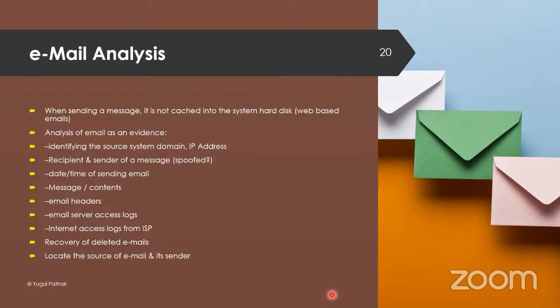Now, what different things can we get from the analysis of evidence? Identifying the source: the system, the domain, the IP address from where the email came. Then we can identify the sender and recipient of a message, for example whether it is spoofed or not. Some mails are sent via marketing services, like MailChimp or Bluehost, or through social media services, or we are using it for email marketing. We have marketing campaigns running.